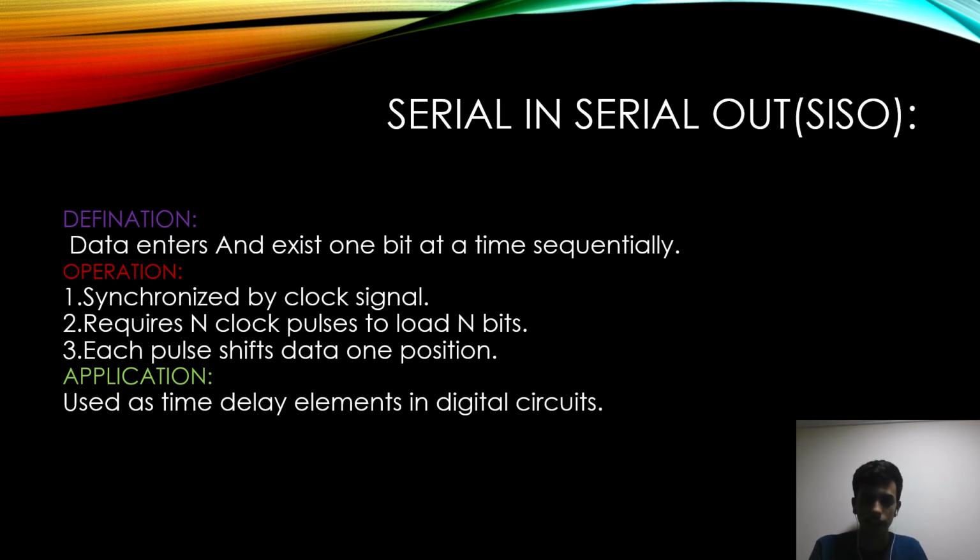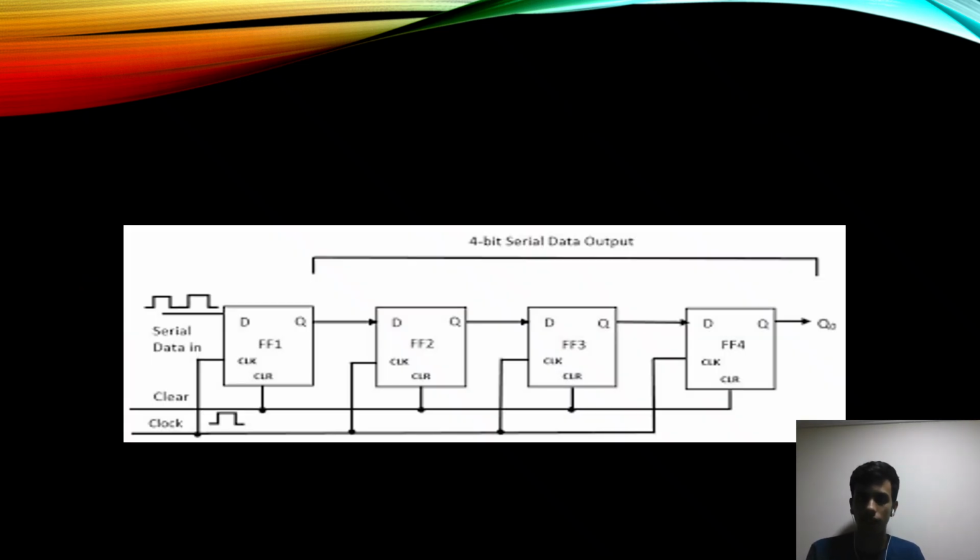Here, see the definition of serial in, serial out. Data enters and exits one bit at a time, sequentially. Operation: clock signals require n clock pulses to load n bits. Each pulse shifts data one position. Application: used as a time delay element in digital circuits. Let us see the diagram.